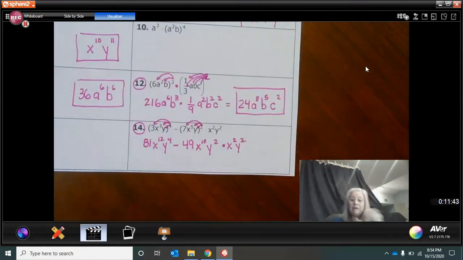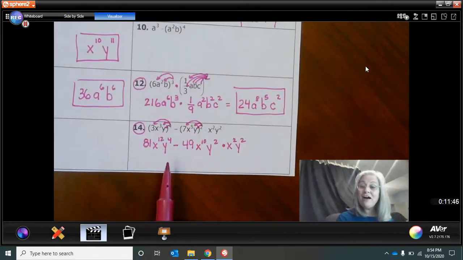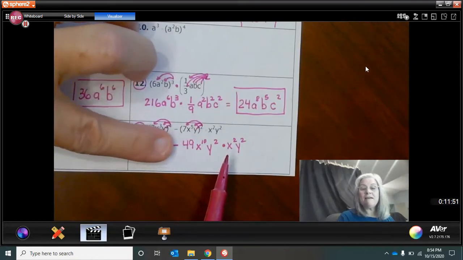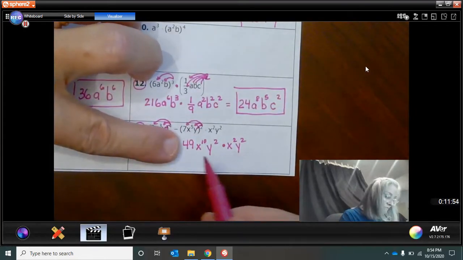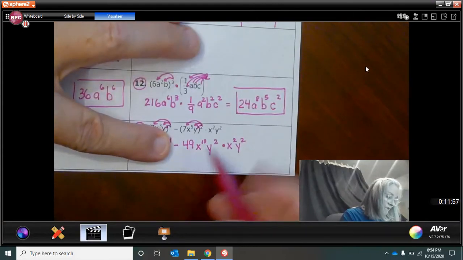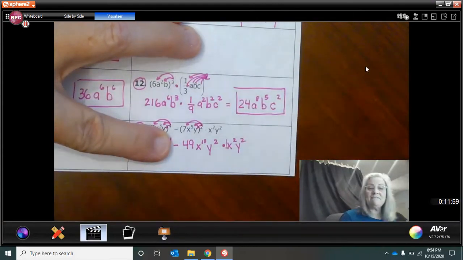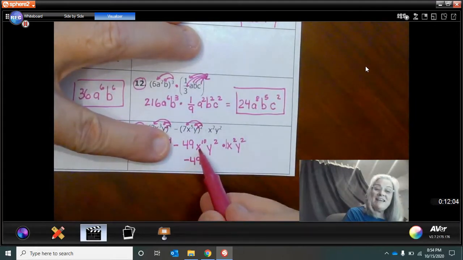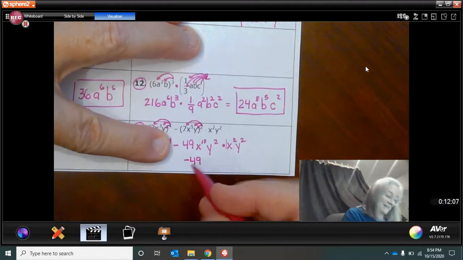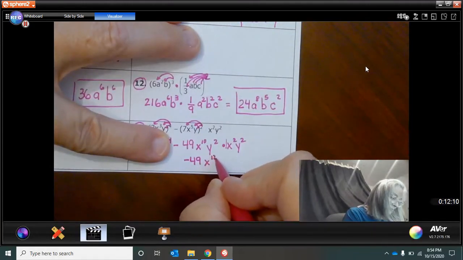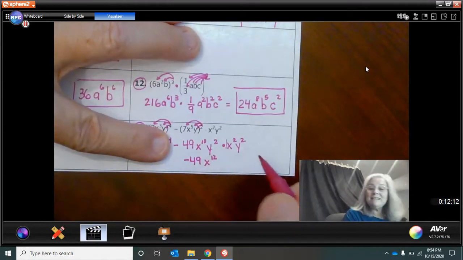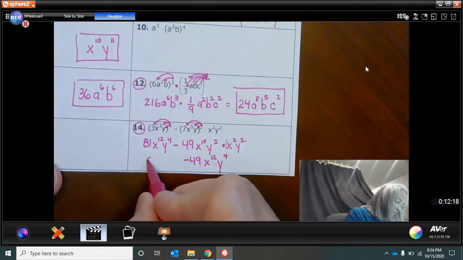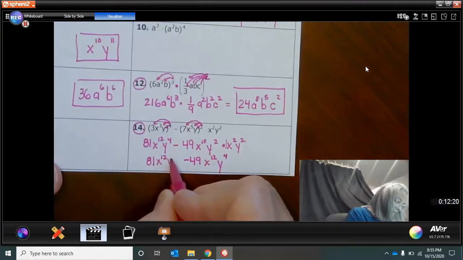Now, order of operations says I cannot subtract before I multiply. So I'm going to cover this, and I have to multiply a negative 49 times a positive 1 right there, and I get negative 49. X to the 10th times x to the 2nd is x to the 12th. We add them together. Y to the 2nd times y to the 2nd is y to the 4th. In front of this, we had 81 x to the 12th, y to the 4th.